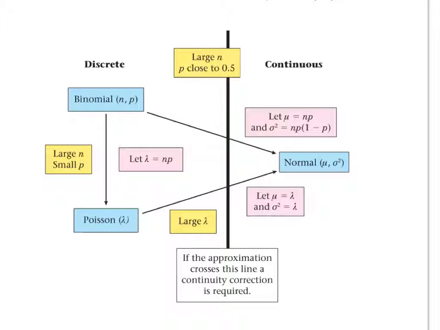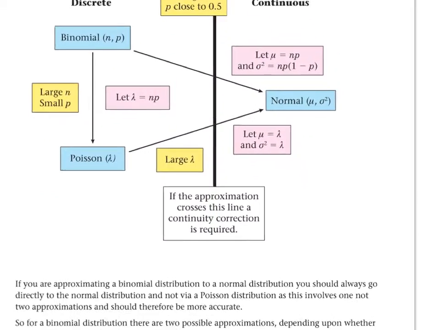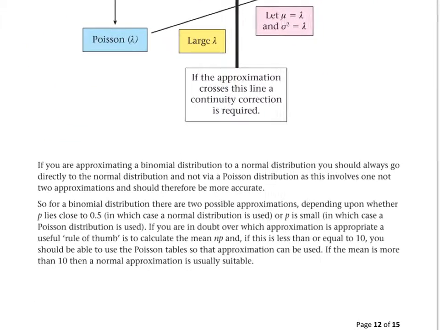Then you've got to be able to identify that in exam questions. So if you're approximating a binomial distribution by a normal distribution, you should always go directly to the normal distribution and not via a Poisson distribution, as this involves one, not two approximations, and should therefore be more accurate. So you want to do one approximation if possible. Don't go around everything else to get to the answer.